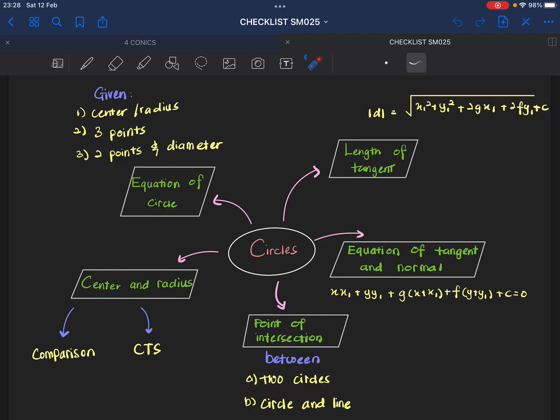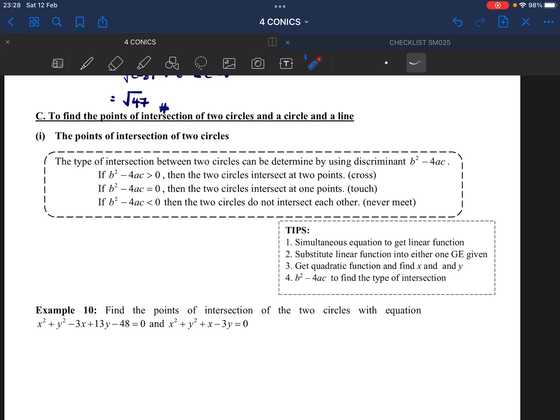You want to find the point of intersection between two circles. So here we have the circles, so let's draw them. We have two circles, and as you can see from here, there are two intersection points. From here you know that we can determine the type of intersection between two circles by using the discriminant, b square minus 4ac, which comes from a quadratic equation. Let's say we have ax square plus bx plus c equals 0. So your discriminant comes from the quadratic equation, and to determine the type of intersection, you need to have the quadratic equation.